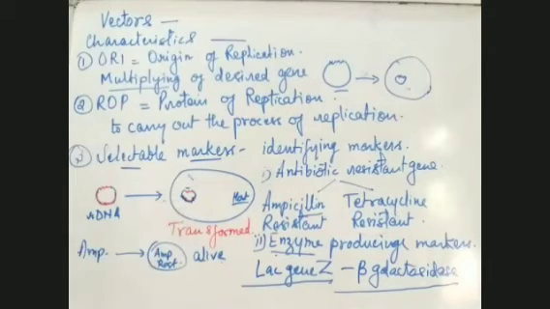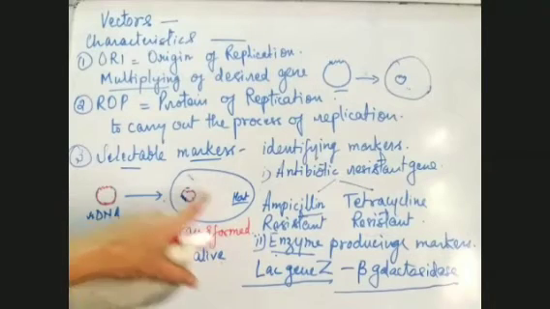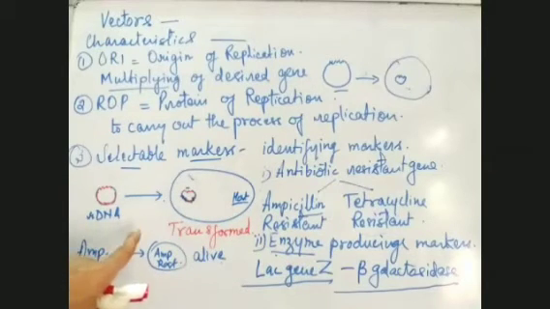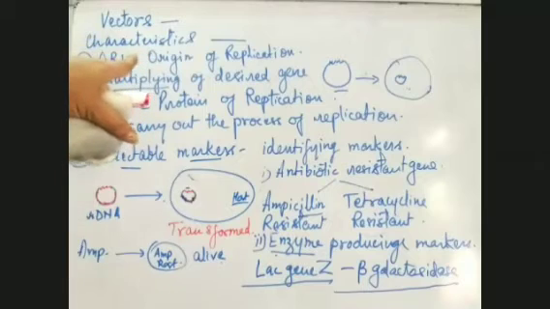Same way, enzyme producing markers are there, in which these genes are introduced in the vector, and when there is a change of color, we come to know that our desired gene is in this host. I'll tell you this in detail after I finish with the characteristics.